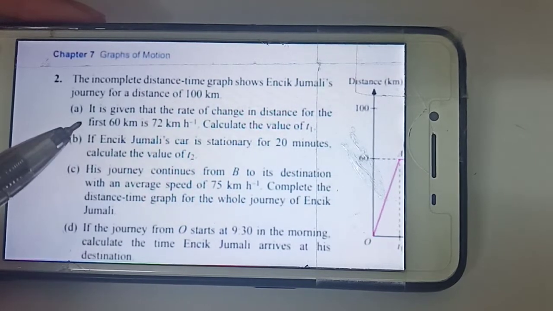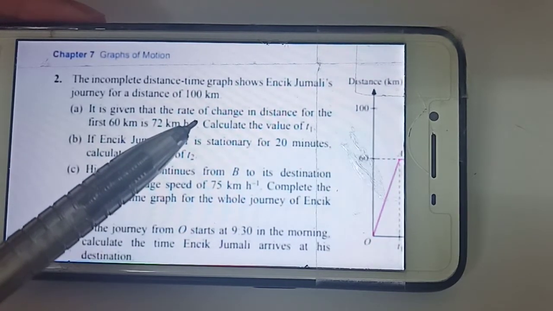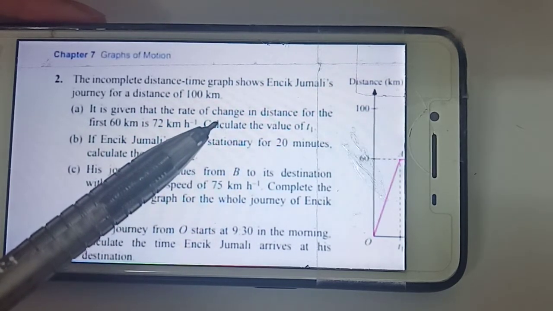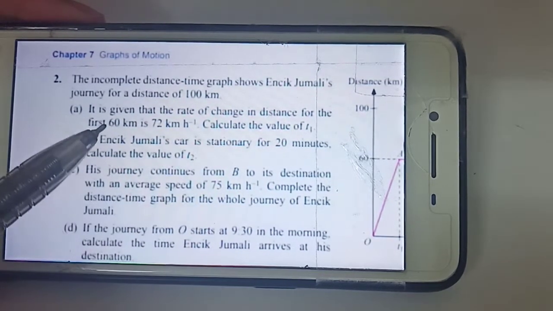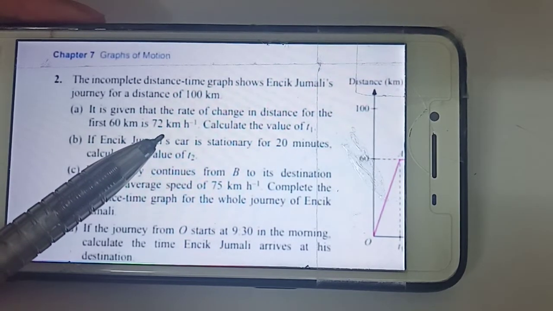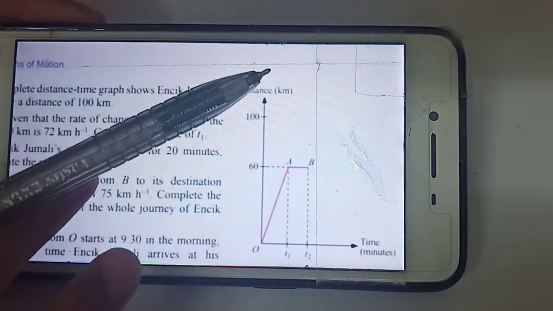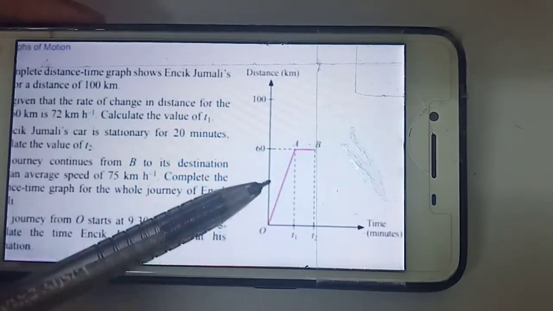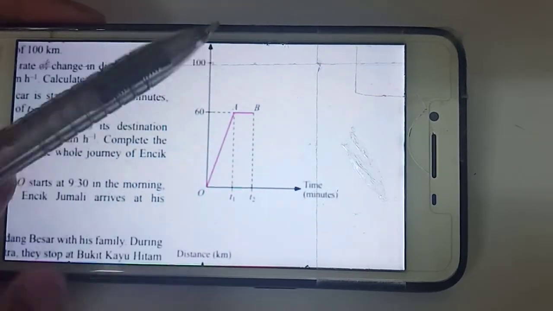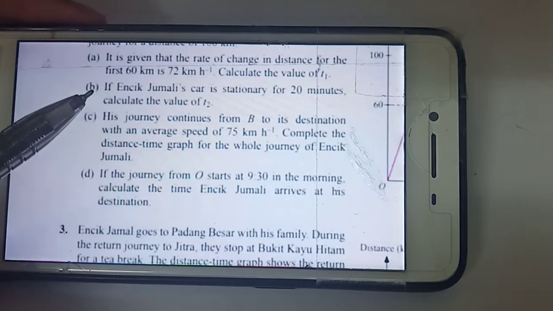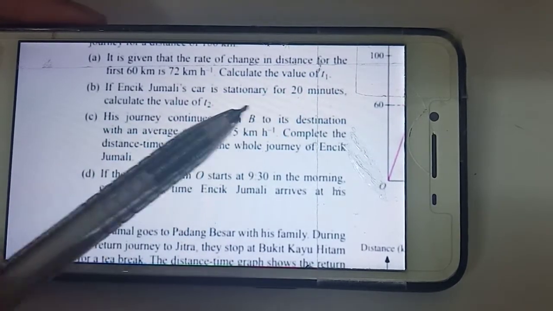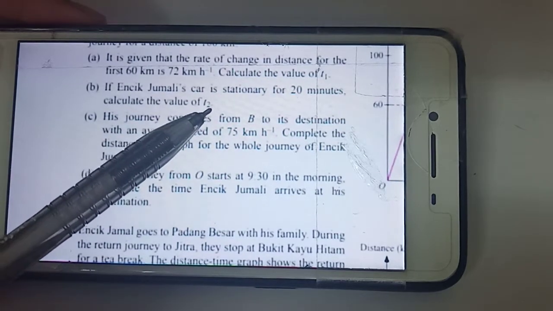So question number 2A is telling us about the rate of change in distance. This is referring to speed. So the speed for the first 60 kilometer is 72 kilometer per hour, which is from O to A, and we need to find the value of T1. Then let's look at B. If Encik Jumali's car is stationary for 20 minutes, calculate the value of T2.